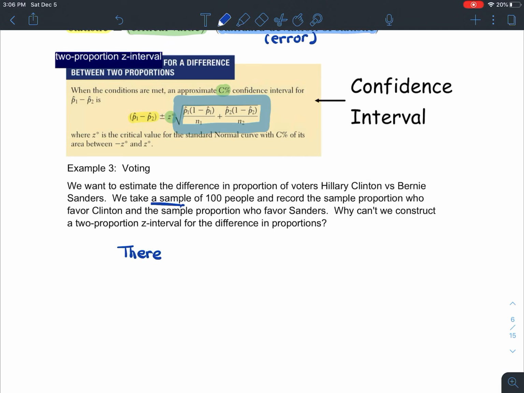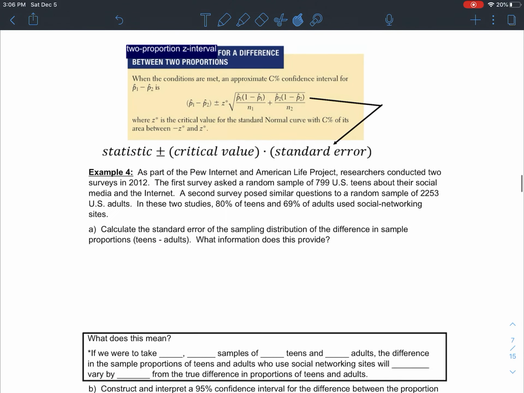Okay, and the reason we can't do that is because there really weren't two samples taken. Okay, there weren't two independent samples. There was only one sample, and this was suggesting that from that one sample, we record the sample proportion of those who favored Clinton as well as the sample proportion of those who favor Sanders. And that's not how these two proportion Z confidence intervals work. We need two completely different samples taken from two different populations.